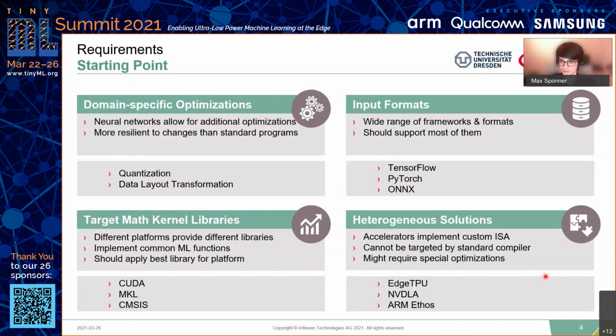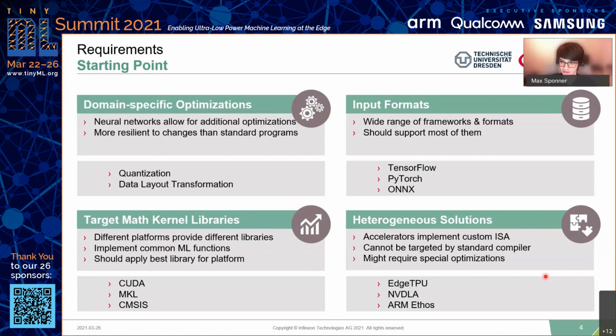The second requirement was a change of input format compared to standard compiler toolchains. So instead of handwritten source code, we would like to operate on the newer network description, which is provided by the deep learning frameworks. And to be less dependent on a single framework, we would like to support as many of them as possible.